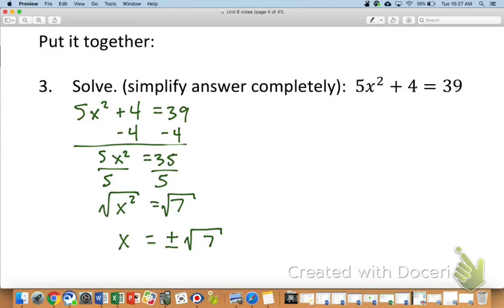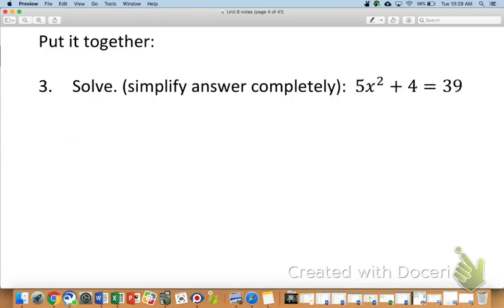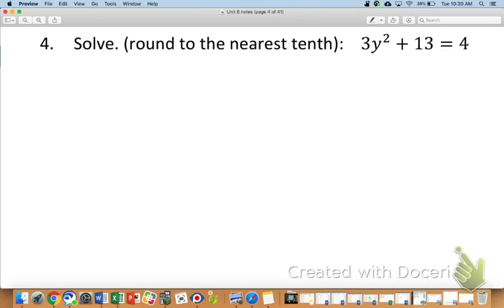Okay, so x is equal to positive or negative root 7, and it just said to simplify your answer completely, and we have done that, and so we just leave it as is. Okay? Why don't you guys take a look at number 4. I'll shine that up on the screen as well. I want you guys to try this one on your own. Number 4. Ready, go.